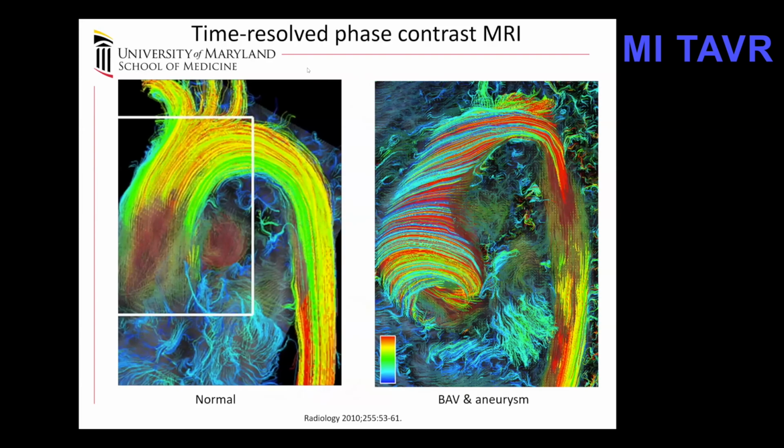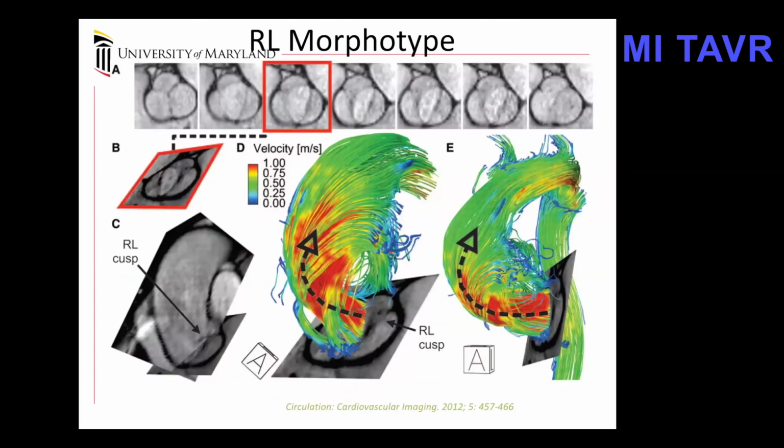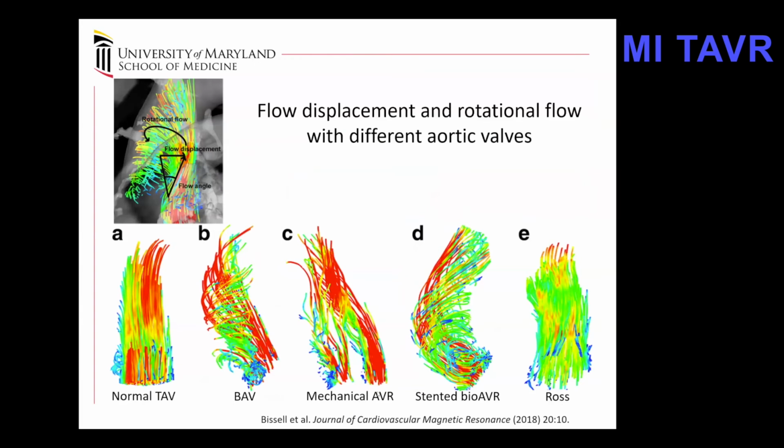This is so-called time-resolved phase contrast MRI, and there's been a lot of work in this space as well, looking at flow dynamics, blood flow dynamics across the aortic valve in the context of a bicuspid valve compared to a normal tricuspid valve. And these patterns of these turbulent blood flow patterns vary depending on even the morphotype that we're talking about. And here, this is a really, really important paper.